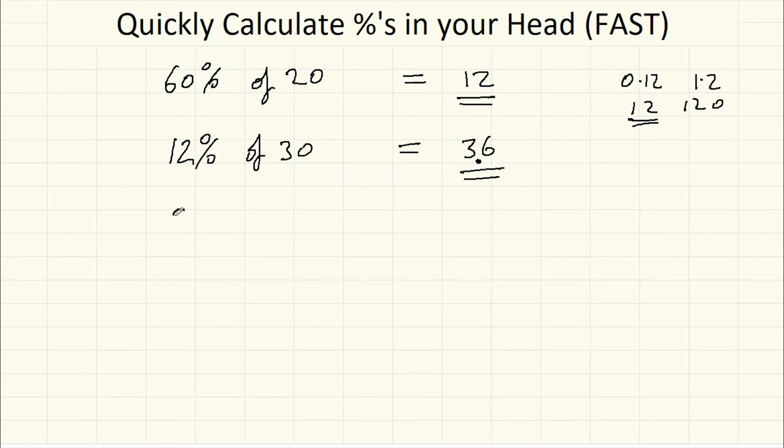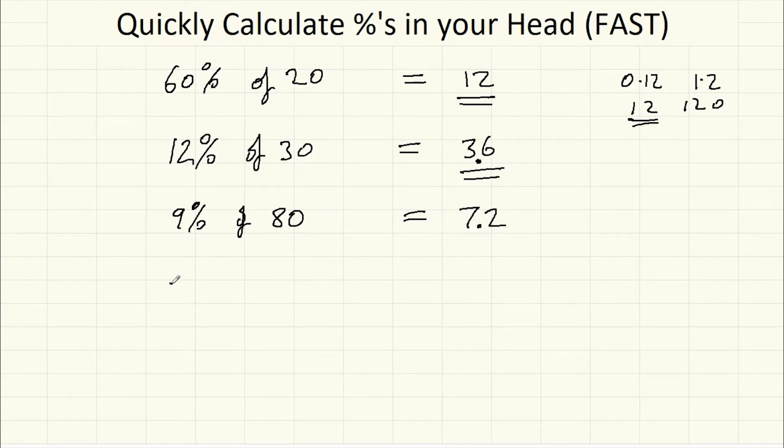Okay, let's try this one. 9% of 80. Okay, 8 times 9 is 72. Where's the decimal point going? Well, 9% is also about 10%, and 10% of 80 is 8. So what's closest to 8? Well, it's going to be 7.2.